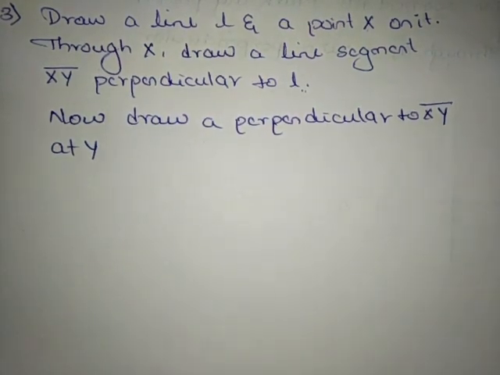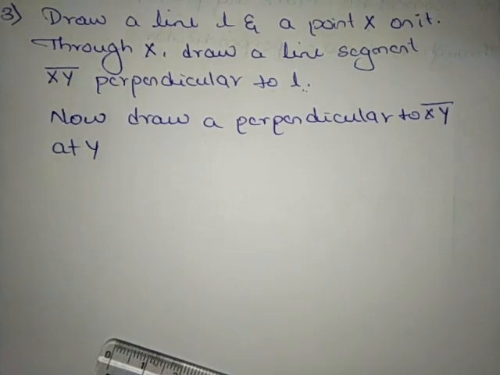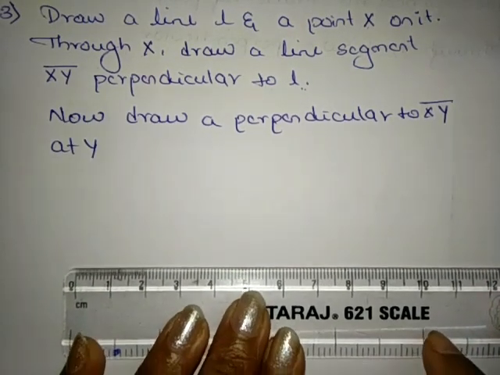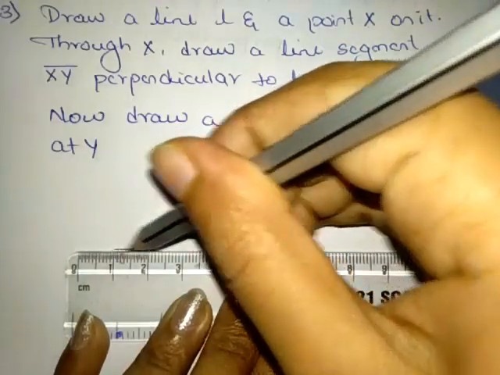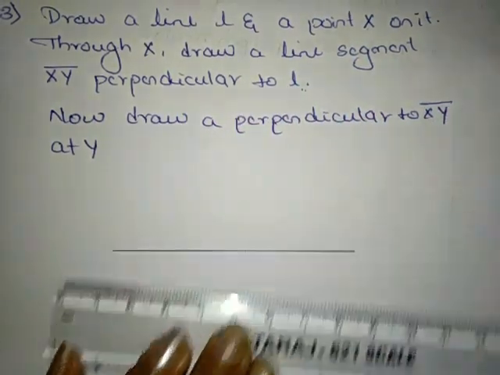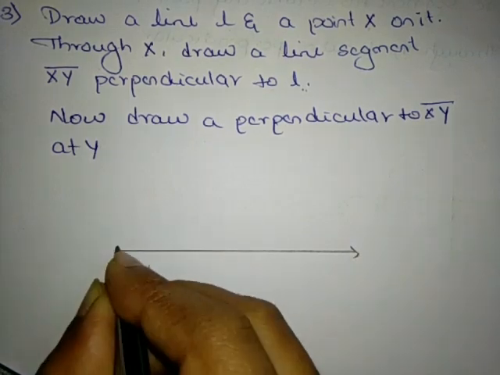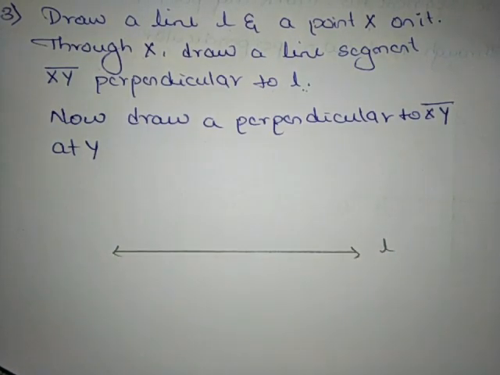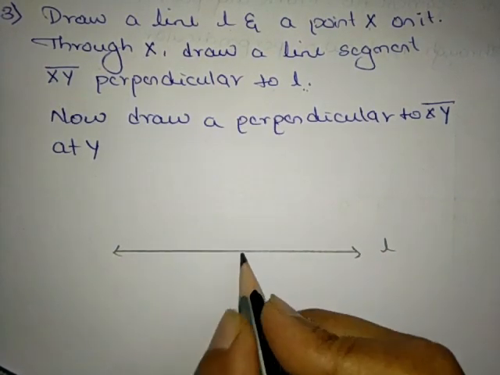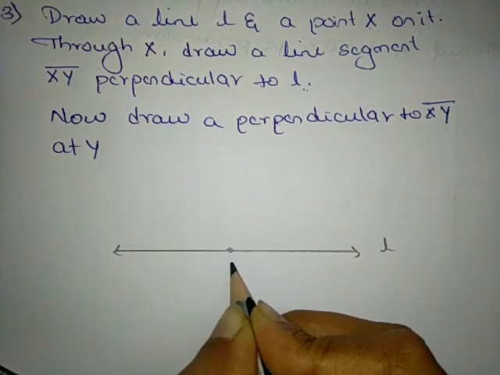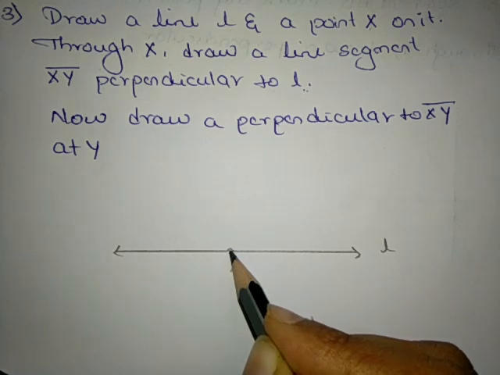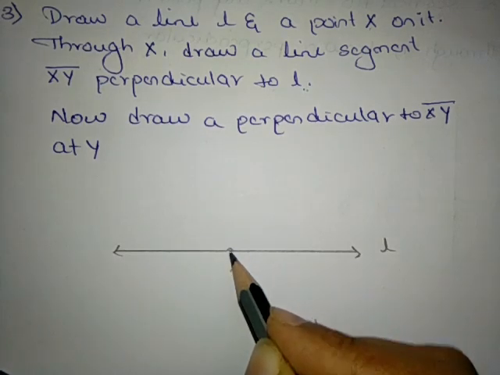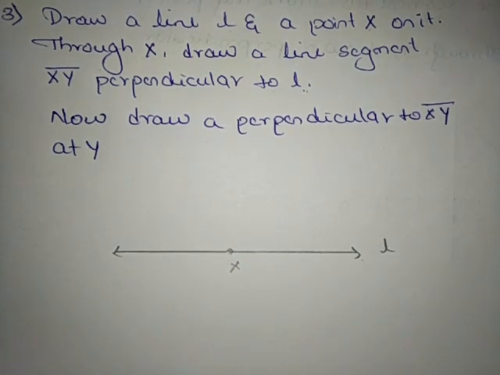We'll take a line here. So line L. This is the line L. Okay. Then we'll mark a point X on it. I will mark a point X on it. Through this point X, we should draw a line XY perpendicular to the line L here.